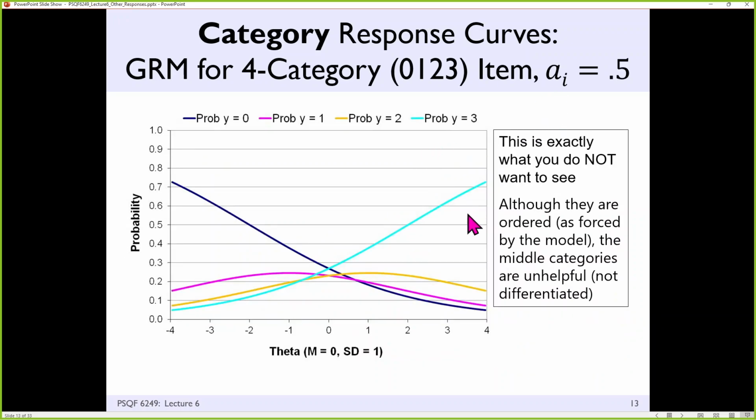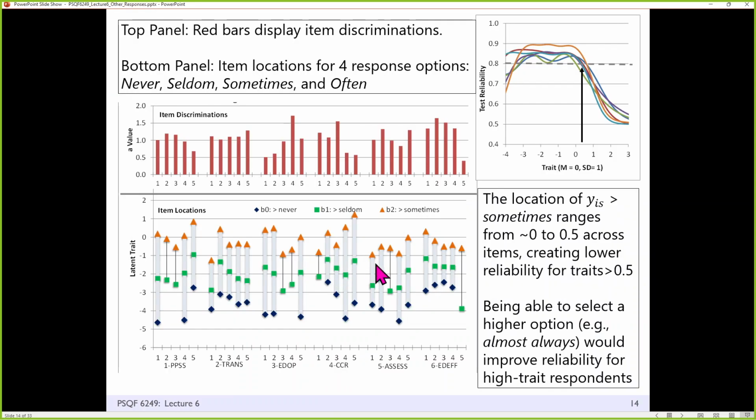Here's a bad item, nice and flat. The middle categories are not differentiated. So the worst case scenario that you would have would be something that is completely flat in terms of these slopes, right? It's not related to the trait at all. That's the worst. This is heading towards that direction. We talked about this last time. Do you want to hear about this again, or are we good with this?